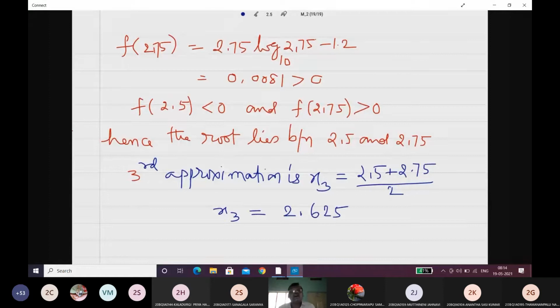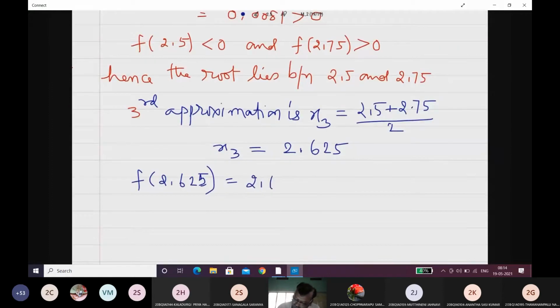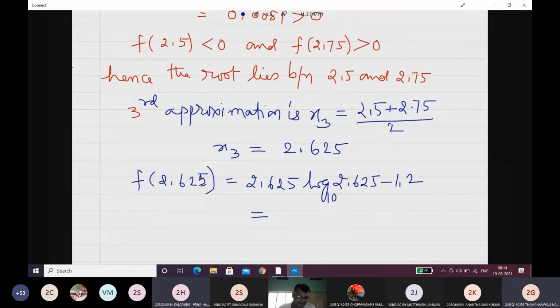Immediately we can calculate the value of f of 2.625. Now, f of 2.625 is equal to 2.625 log base 10 2.625 minus 1.2. What is its value? Minus 0.0, 0.0997.